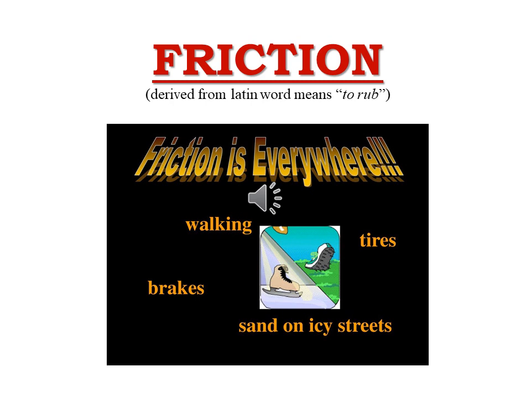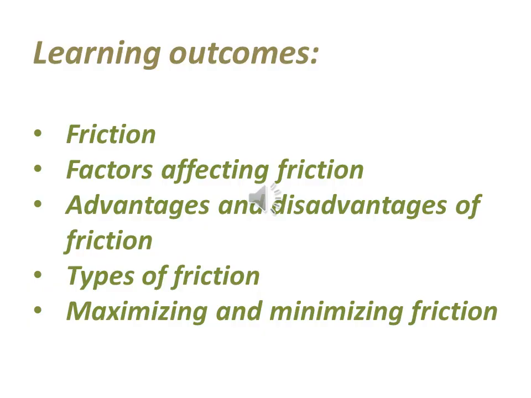Dear kids, today I am going to start with a new chapter, friction. So you already know that friction is one type of force. Learning outcomes. So what are we going to learn in this chapter? We'll be learning about friction in detail and what are the factors that decide friction, what are the advantages and the disadvantages of friction, and what are the types of friction and how to minimize and maximize the friction.